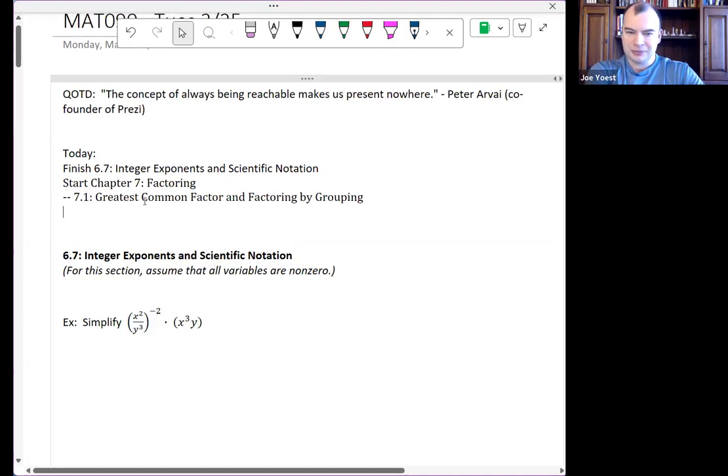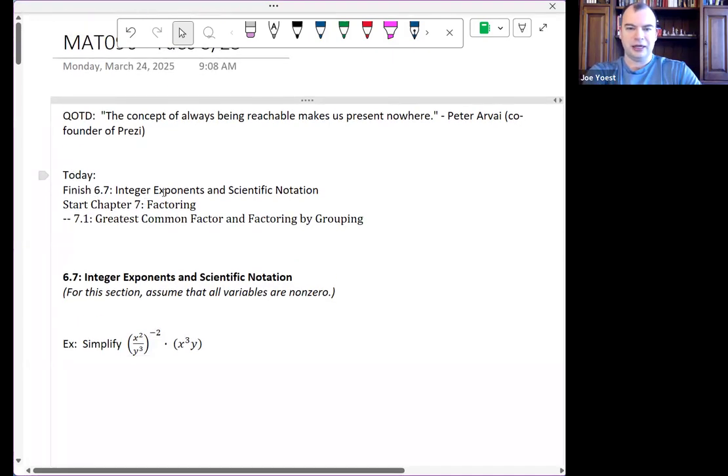Okay, good morning, everybody. So the plan for today is to finish up Chapter 6 with Section 6.7, Integer Exponents and Scientific Notation, and then starting Chapter 7, Factoring, with Section 7.1, Greatest Common Factor, and Factoring by Grouping.